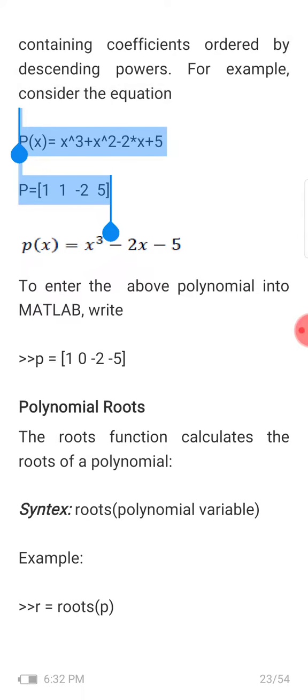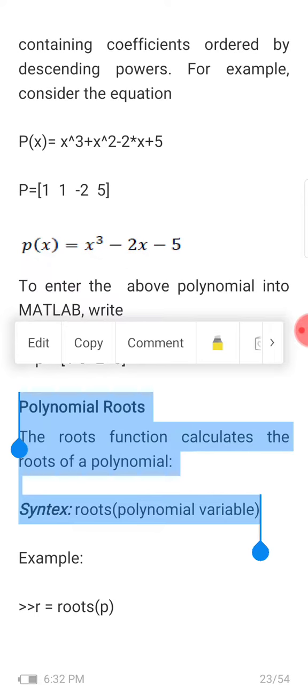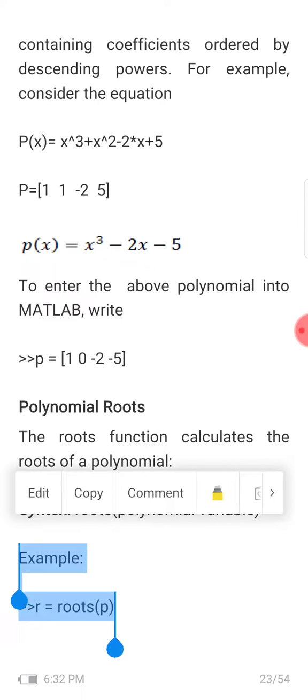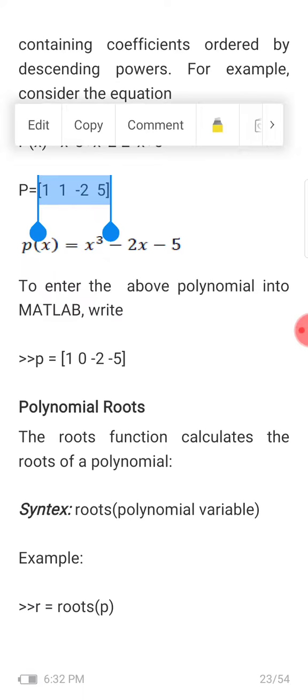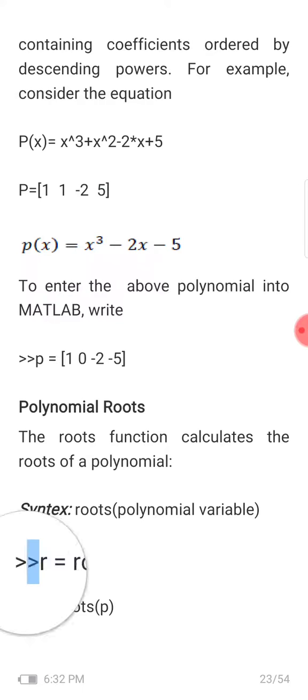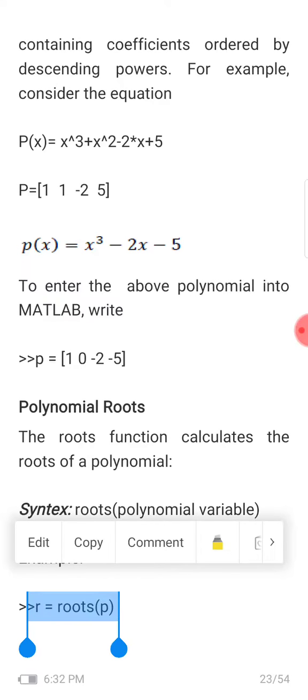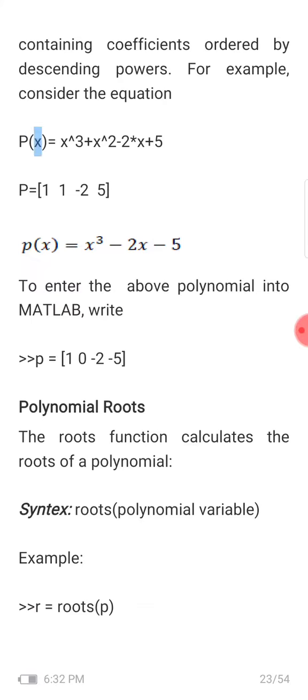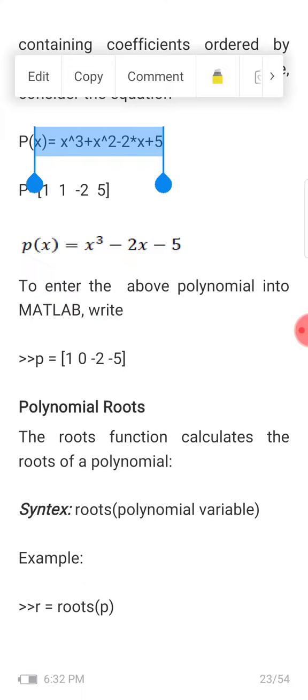Now if we want to calculate the polynomial roots, this can be calculated with the help of the syntax roots, within parentheses write the polynomial variable. Like I have taken here one example, r equal to roots within parenthesis p. Since I have already written the value of p, I can write here r equal to roots p. So this command will give the roots of the above polynomial. The above polynomial is x cube plus x square minus 2x plus 5.